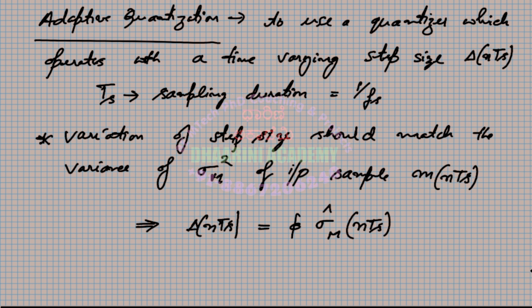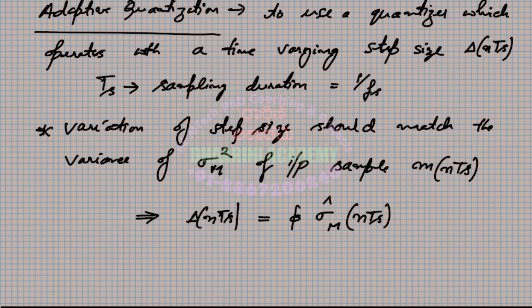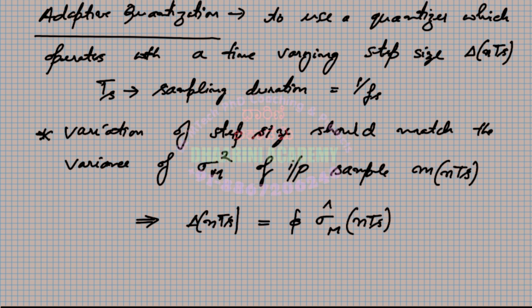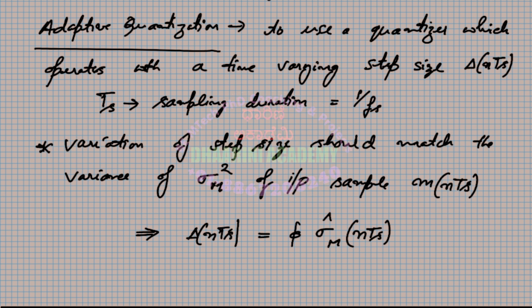So the sigma m of nTs is an estimation, because normally you will never know the magnitude with which somebody speaks. I cannot fix that sigma m square as a constant value for a given speech. When I'm on a call, maybe using a mobile phone, the volume at which I talk depends upon where I am. If I have to be as quiet as possible, I'll try to keep my tone as low as possible. So you have certain variation.